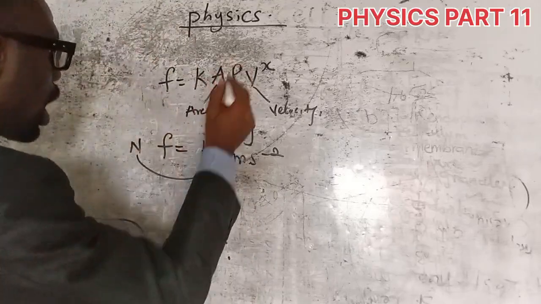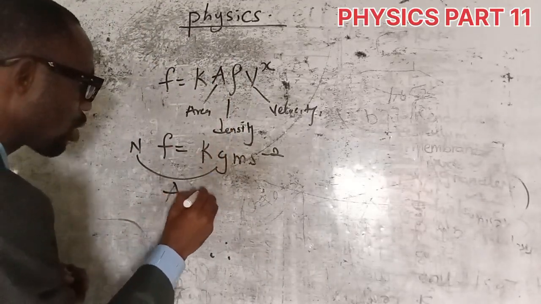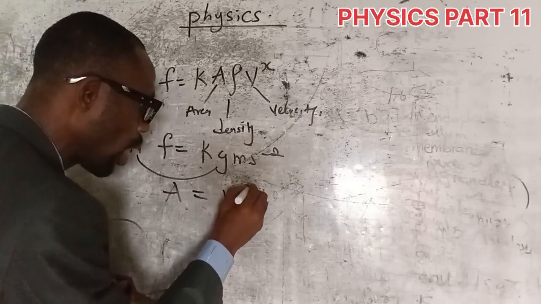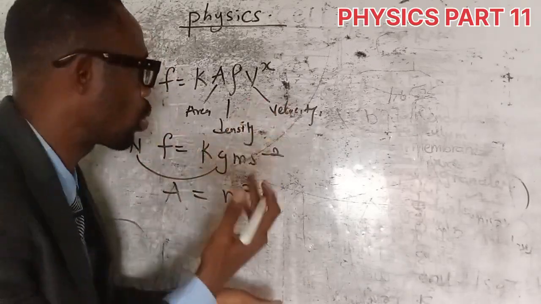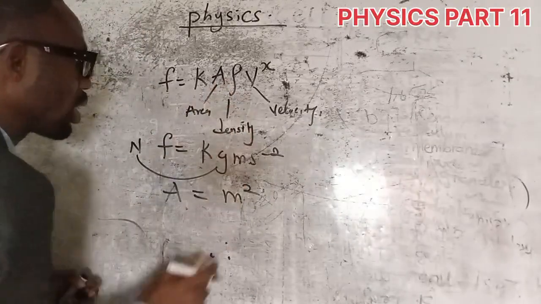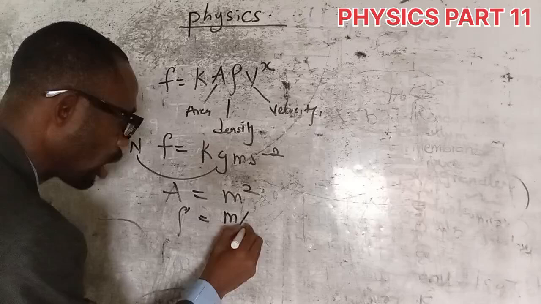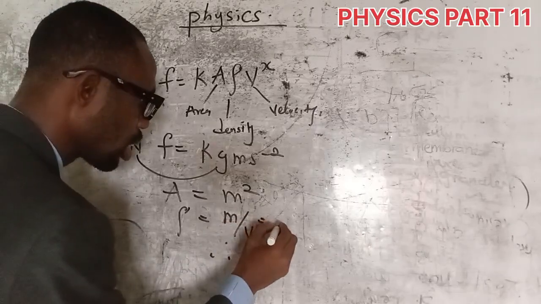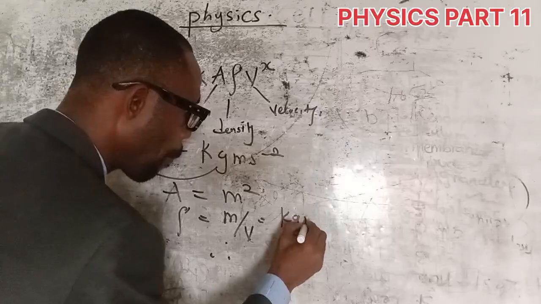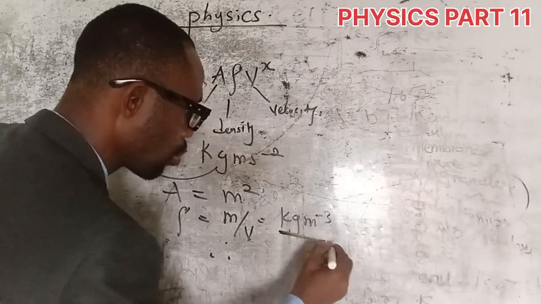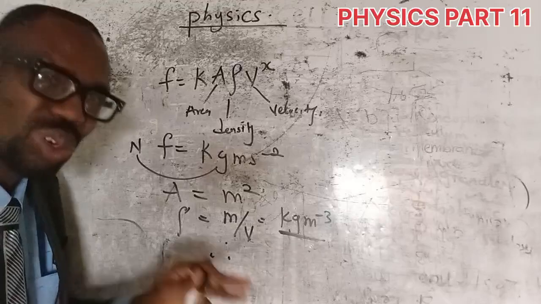Now that's force. The next one is area. What did I tell you is area? A will be meter square. Is that true? Length times breadth. You understand? Meter square. The next one is density, mass over volume, rho. What's density? Mass over volume, which is kilogram per meter cube. Meter cube is length times breadth times height, volume. Understand this, I beg you.